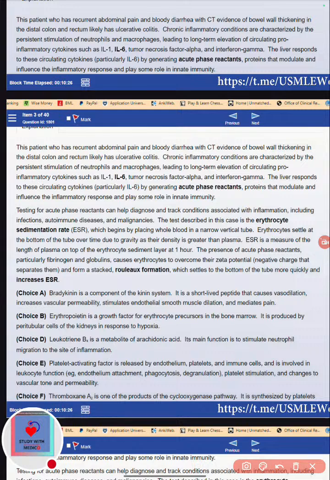Anyways, in ulcerative colitis there is bowel thickening, especially of the rectum and distal colon. It is a chronic inflammatory condition characterized by persistent stimulation of neutrophils and macrophages, leading to long-term elevation of circulating pro-inflammatory cytokines like IL-1 and IL-6.